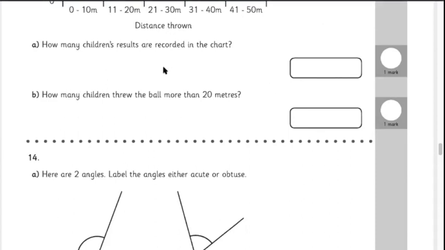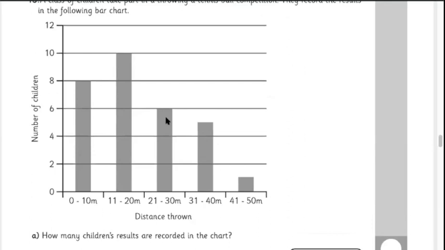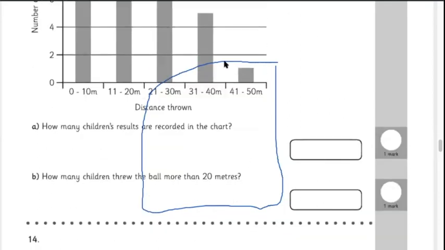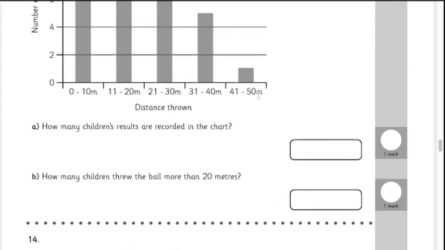Now, it says how many children threw the ball more than 20 meters? So it's not just this bar, okay? Everybody that threw the ball more than 20 meters is everybody in this box here. These are the children that threw it between 21 and 30 meters, but more than 20 is everybody in this section. So what we have to do is 6 plus 5 plus 1. So the answer here is 12. Okay, so 6 plus 5 plus 1 is 12. So the answer is 12.